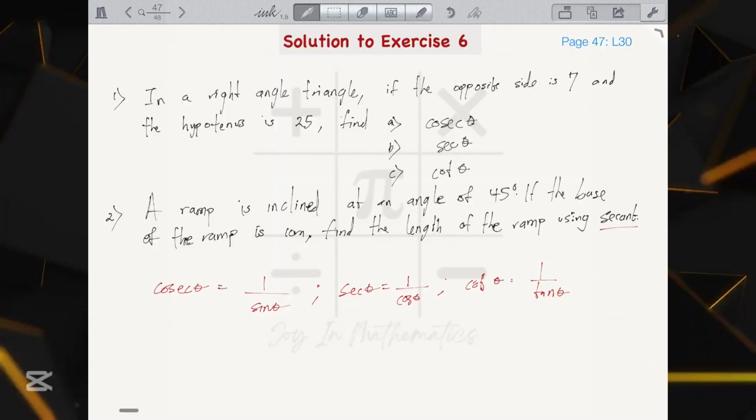Let's solve exercise 6 together now. A question on reciprocal trigonometric function. Question 1 says in a right angle triangle, the opposite side is 7, the hypotenuse is 25, and we are asked to evaluate cosec theta, sec theta, and cot theta. Now let's begin.